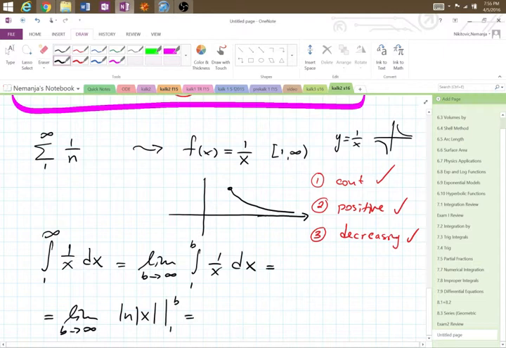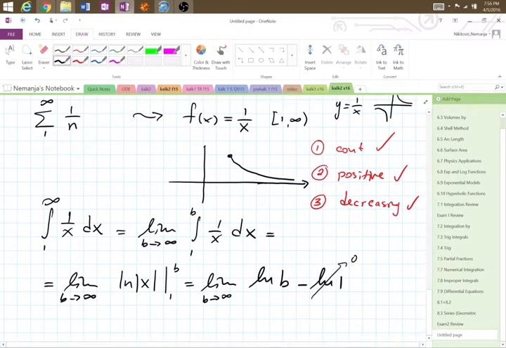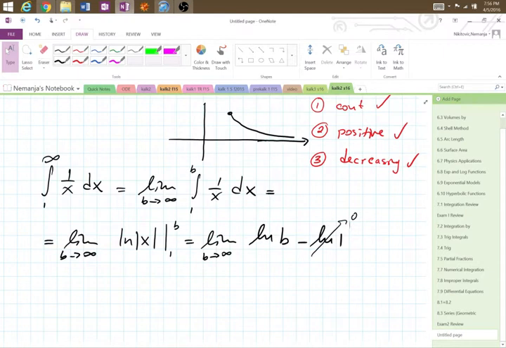from 1 to b, which is equal to the limit as b goes to infinity of ln b minus ln 1. Well, ln 1 is 0, so just go over there. And how much is ln of infinity? Infinity.